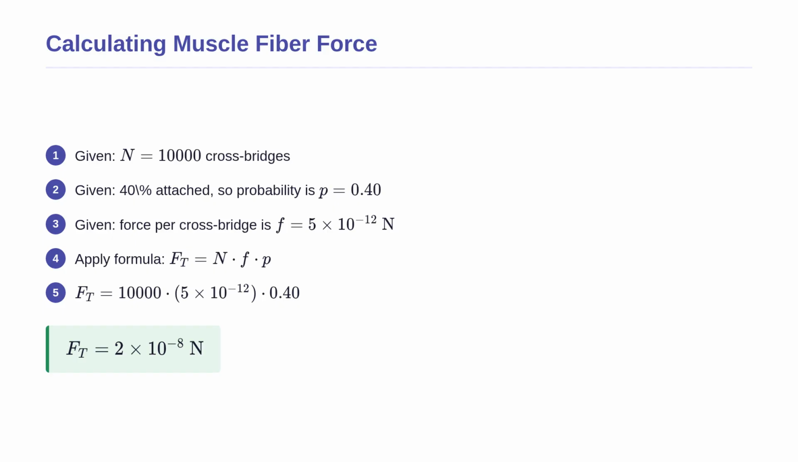Let us see this formula in action with a concrete example. Imagine a single muscle fiber contains 10,000 available myosin cross bridges. During a moderate contraction, 40% of these are actively attached. Each cross bridge generates a tiny force of 5 times 10 to the power of negative 12 newtons.